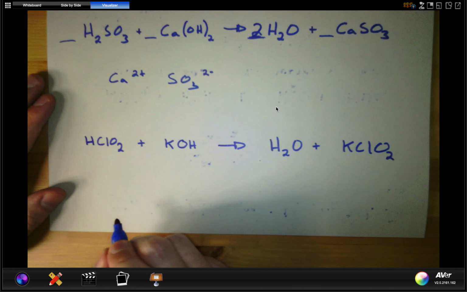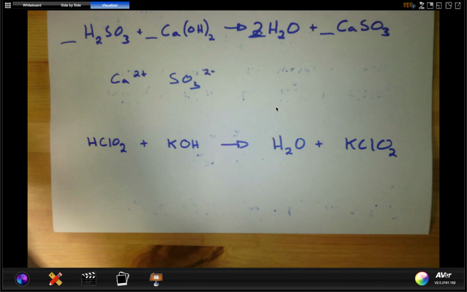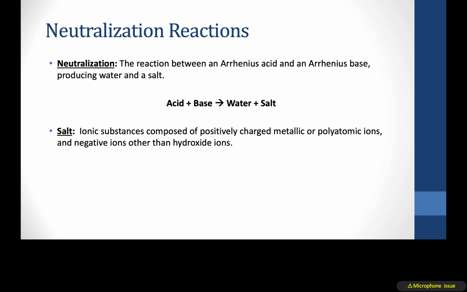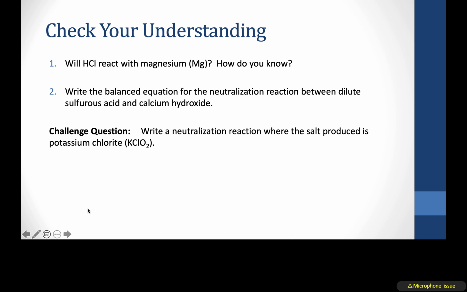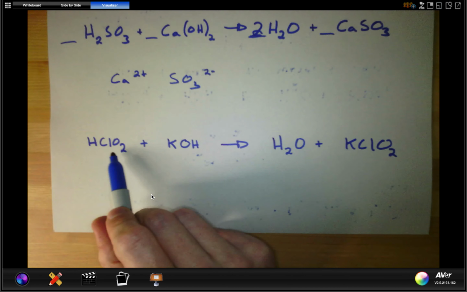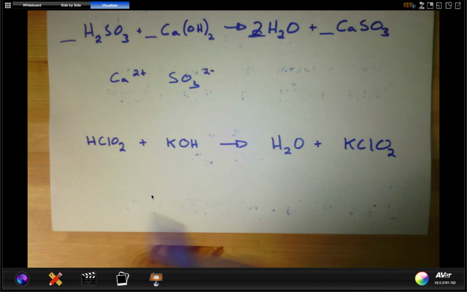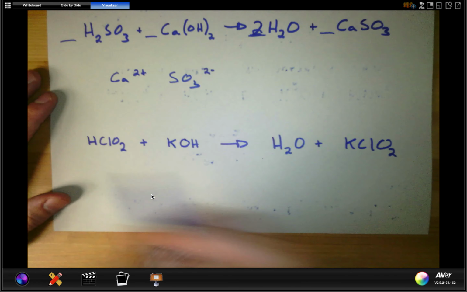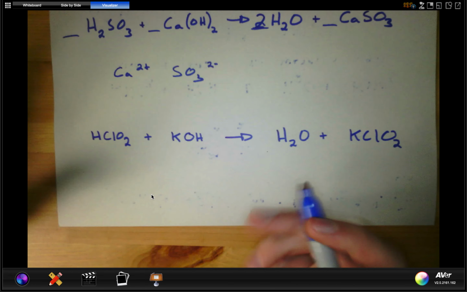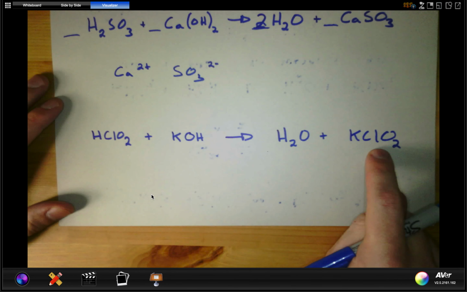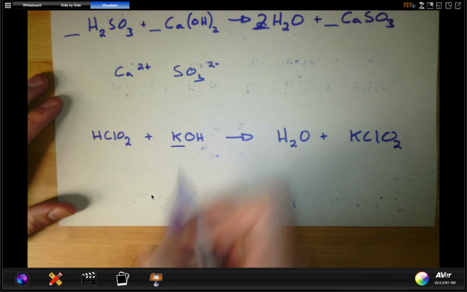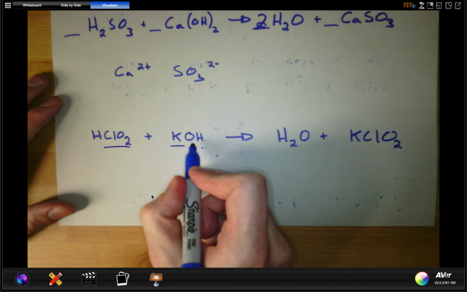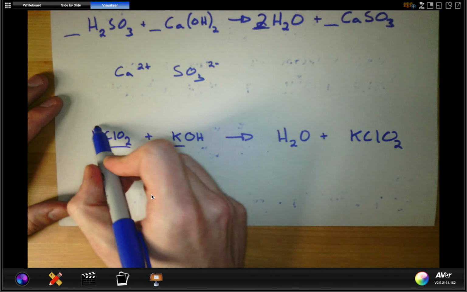I'm not sure what this acid is called. I wonder if it's on our table. HClO2. No, not a common one. I'm not sure what that acid is called because there's a naming system for these acids too, which I kind of forget about this one. But this is what I was asking for: can I write a neutralization reaction where KClO2 is my product? There it is. Now notice the salt is made up of that ion and that ion, and then the rest, the HOH, becomes the water.